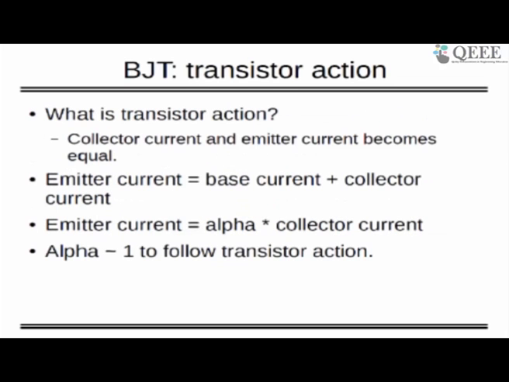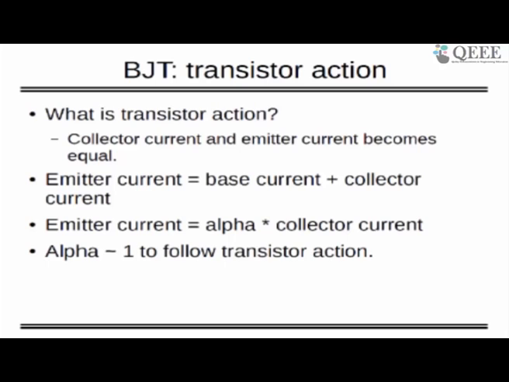Now there is one more important term, which is known as transistor action. Transistor action is when the collector current and emitter current become equal. If collector current and emitter current are both equal, we are going to call it a transistor action. I want to say that a BJT needs to follow the transistor action, and the transistor action will have a collector current as well as emitter current, both equal, and then it's called transistor action.